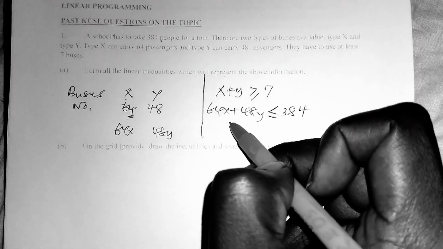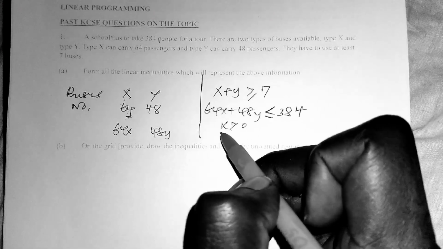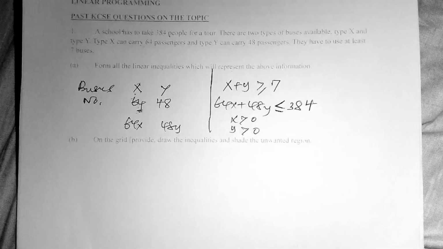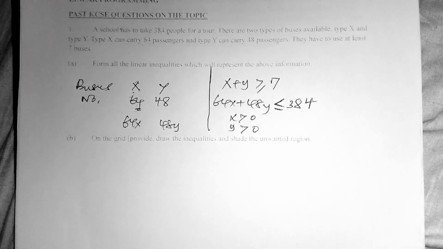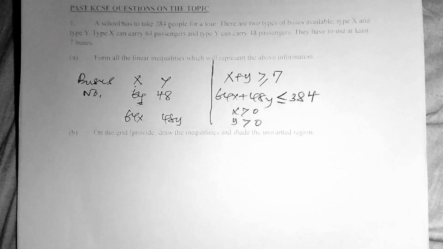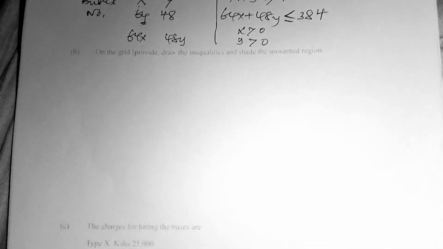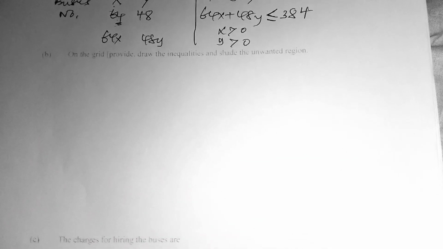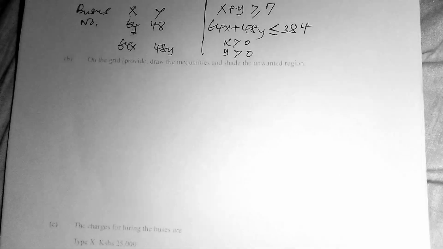Then we know there are two types of buses, bus X and bus Y. So automatically X is greater than 0, and Y is greater than 0. The number of buses cannot be negative. So you have all those inequalities. Then the second part: use the grid provided, draw all the inequalities and shade the unwanted region.